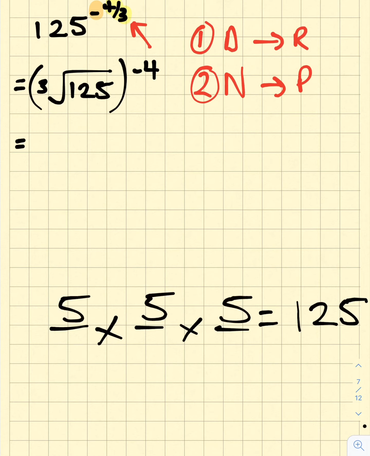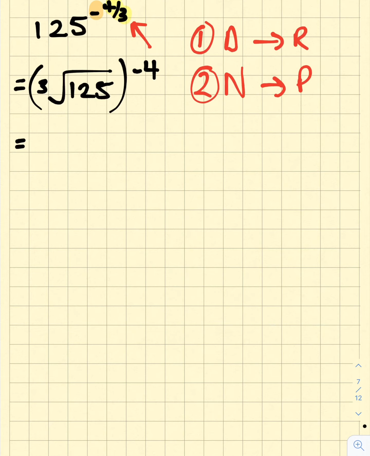Again, remember, it's very important for you to memorize the square numbers from 1 squared to 15 squared, as well as the cube numbers from 1 cubed to 10 cubed. That saves you a great deal of time. So the cube root of 125 is in fact 5. So let's write that in, 5 to the power of negative 4.